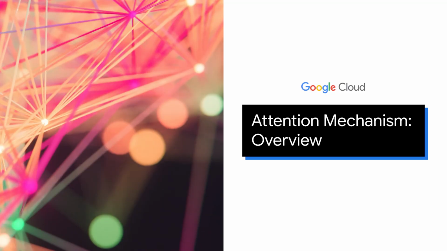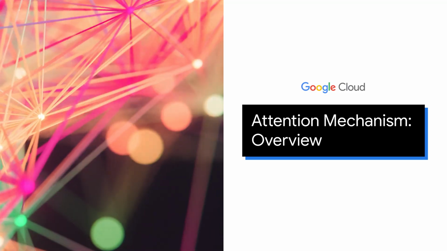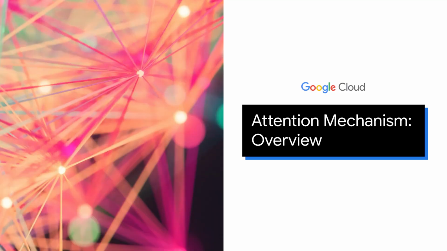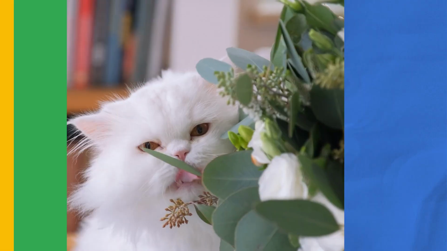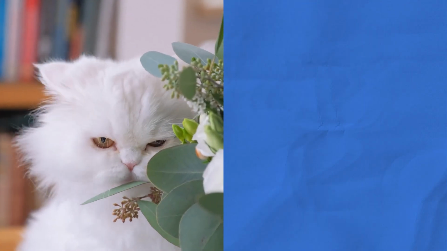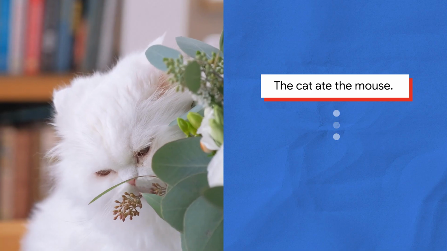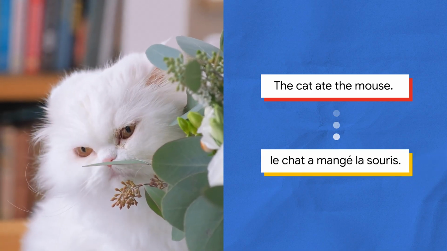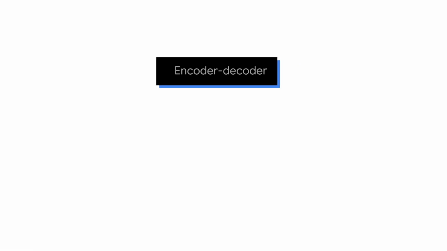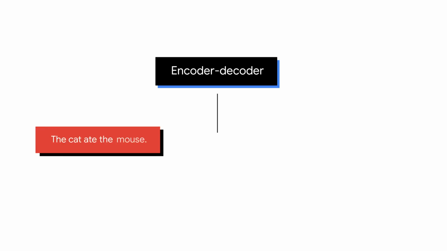Hello, everybody. Today I am going to talk about attention mechanism overview, which is at the core of LLM. Let's say you want to translate an English sentence, "The cat ate the mouse," to French, "Le chat a mangé la souris." If you were to translate this sentence to French, one of the architectures you could use would be an encoder-decoder model.